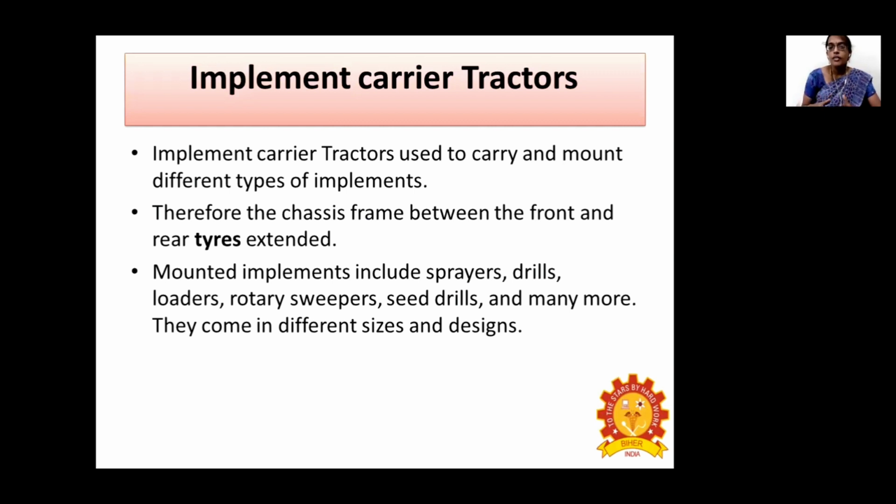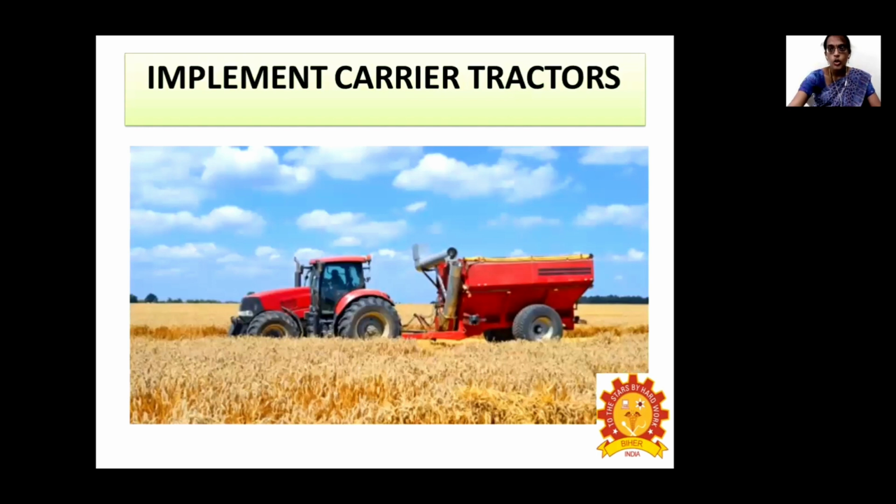Therefore, the frame for the front tires and the rear tires is always extended. The implements which can be mounted include sprayers, drills, loaders, and rotary sweepers. They come in different sizes and also in different designs. Implement carrier tractors means they can be attached with certain implements. For example, if you want to attach a threshing implement, a thresher, with these tractors, then this one is known as the implement carrier tractor.